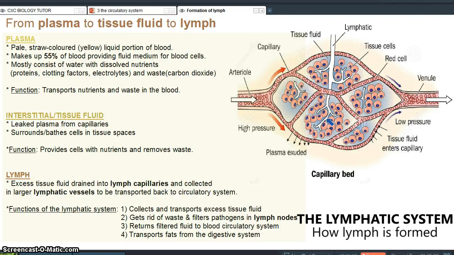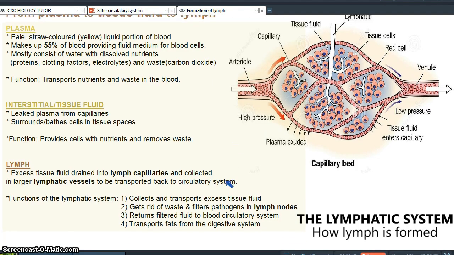We go from plasma in the blood to tissue fluid bathing the cells of the tissues, and then once that tissue fluid releases its nutrients, that fluid will drain into the lymphatic vessels, and then it is known as lymph. So what are the functions of the lymphatic system? I have 4 main functions listed here.